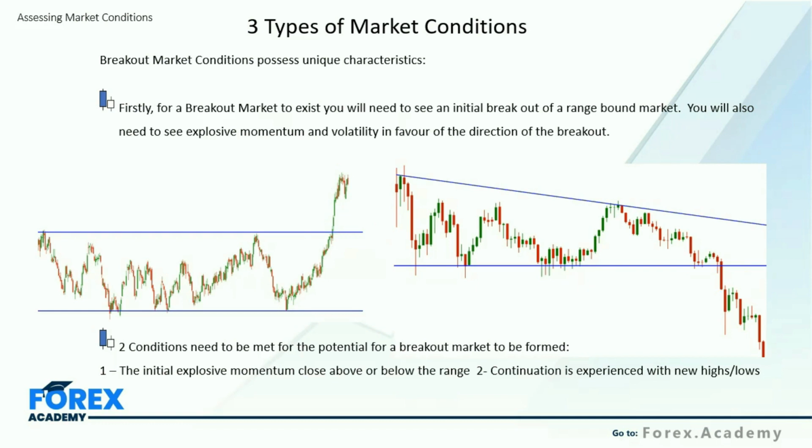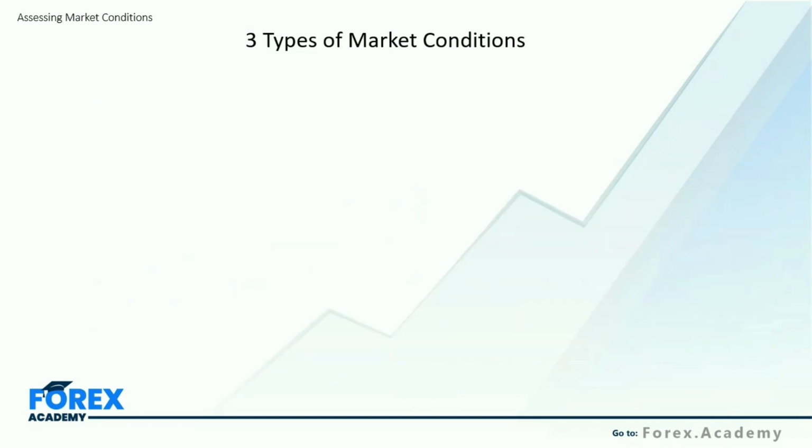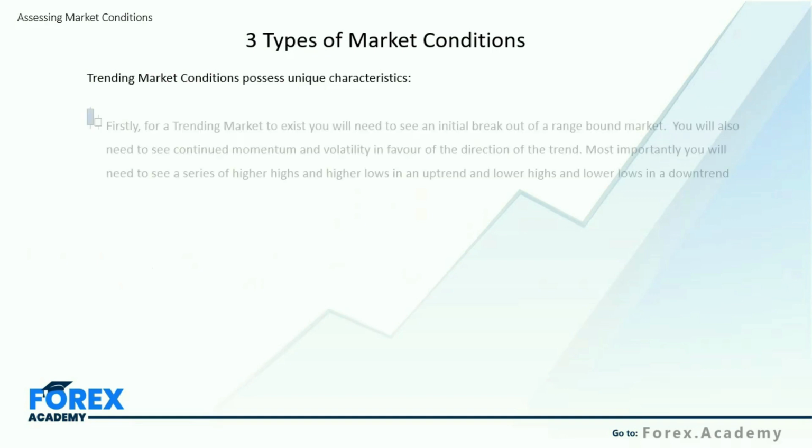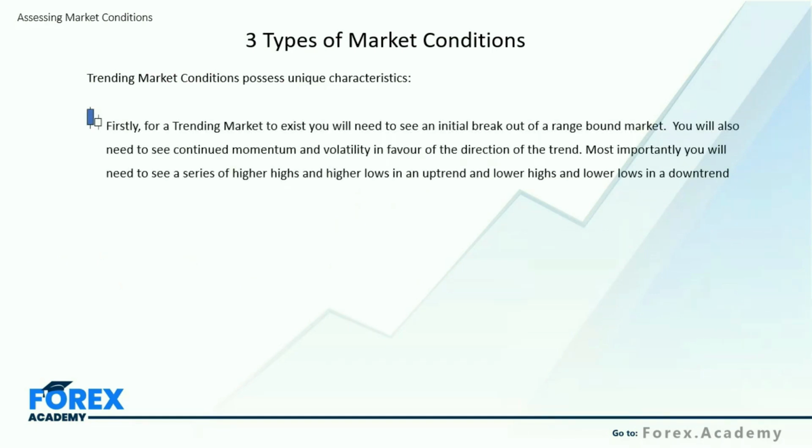Okay, and just looking at the final version would be looking at trending market conditions. And again, they possess quite unique characteristics as well. Firstly, for a trending market to exist, you will need to see an initial breakout of a range-bound market. So you will also need to see continued momentum and volatility in favor of the direction of the trend. Most importantly, you will need to see a series of what are called higher highs and higher lows in an uptrend, and lower highs and lower lows in a downtrend.